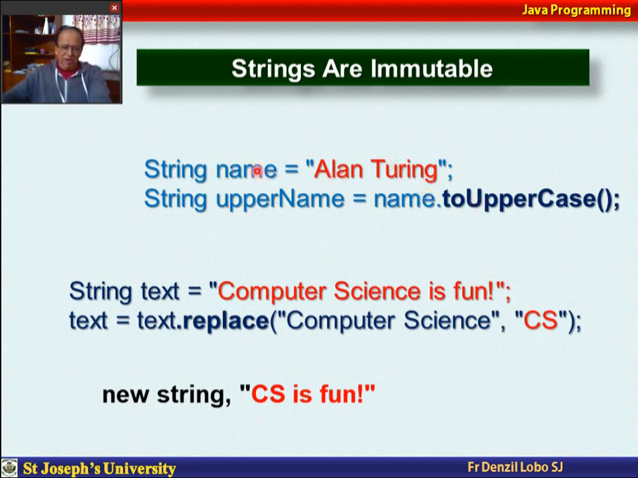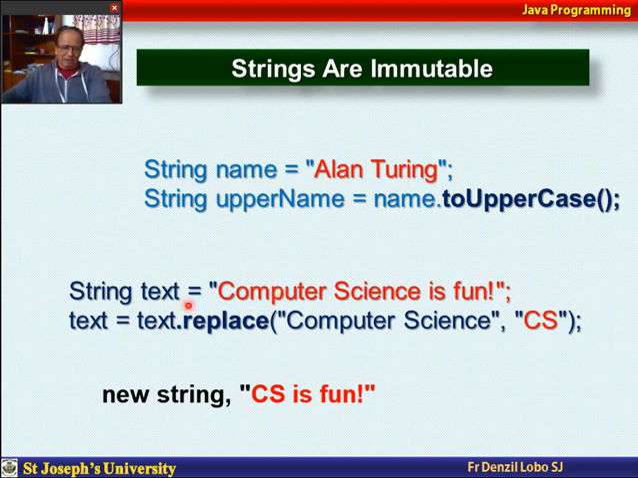But this name remains as such. It is not changed. Therefore, it is called immutable. This is not changed, but it returns the uppercase string and stores it in upper name.